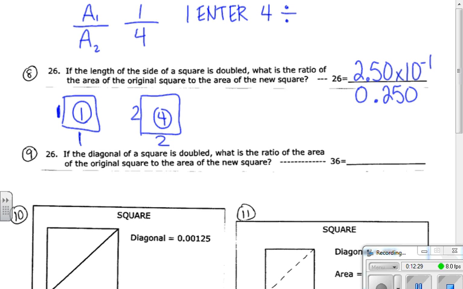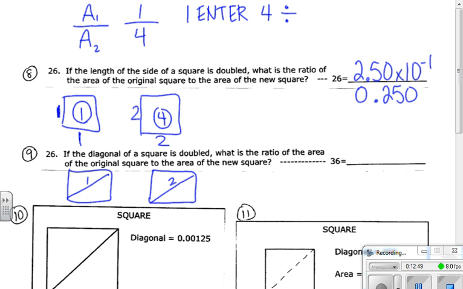The next one, we want to find a ratio also. We want to find the ratio of the area of the original square to the area of the new square, just like we did on the other one. Only this time it's the diagonal of the square that's being doubled. So if you have your original square, your diagonal could be 1. And in your new square, the new diagonal is 2.